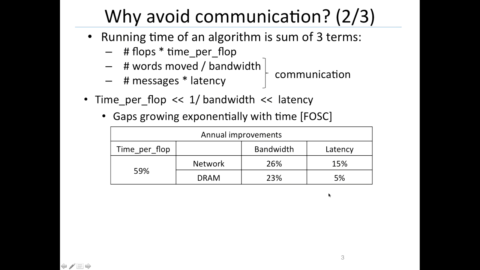So what this means is, this is old data, but there was another NRC report from 2011. There's new data, and it's still happening. And so what this means is that even if your algorithm is not communication bound today, it may be next year or the year after that. So we want to avoid communication to save time. But that's not the only reason.